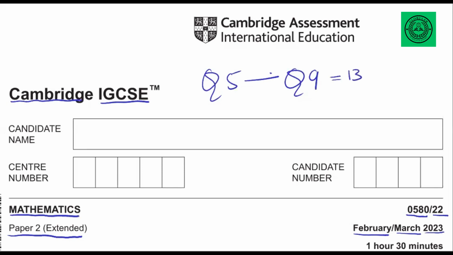So we will learn today how we can gain 13 marks out of this paper by solving these 5 questions, question number 5 to question number 9. So let us quickly go to the question.